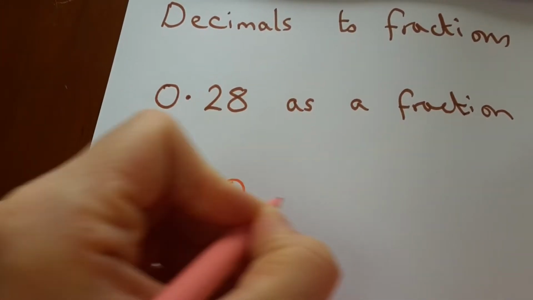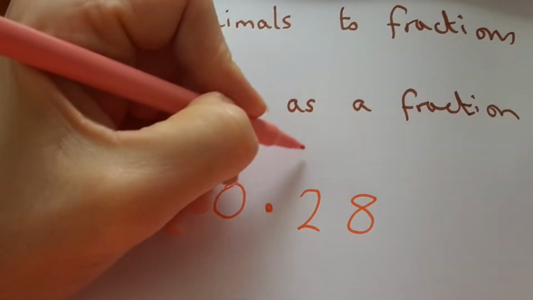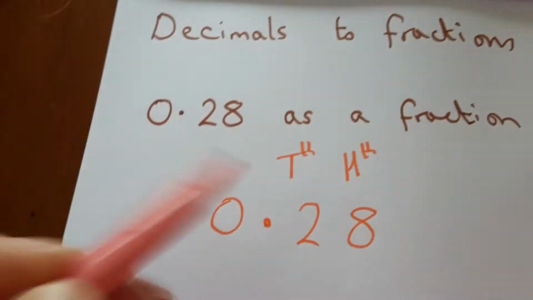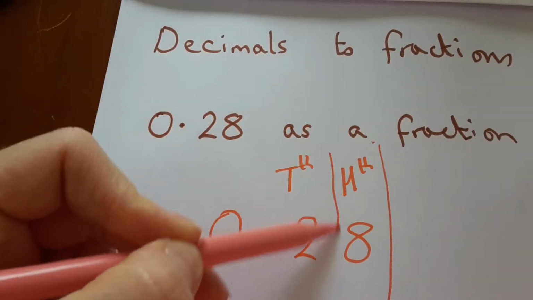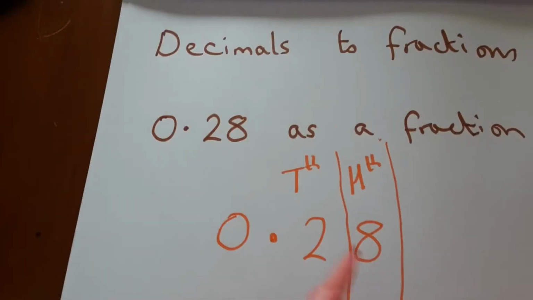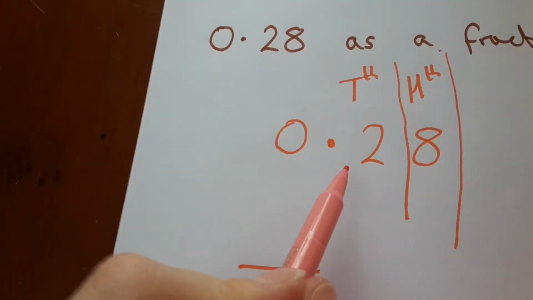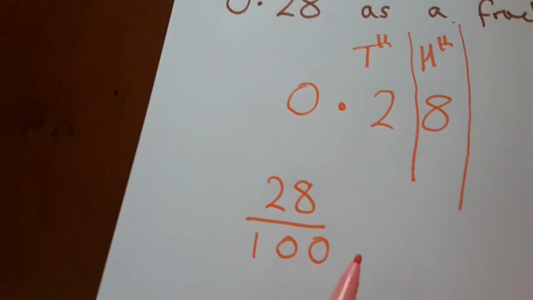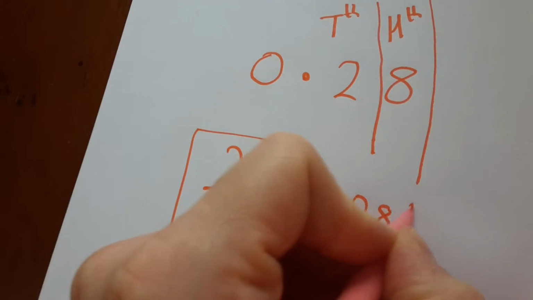the easiest thing to do is just look at what column it finishes in. So this would be tenths, and this would be hundredths. The column where the number finishes will be the number you have to write underneath. So I would end up with hundredths because my final number, the 8, is in the hundredths column, and I need to write 28 on top. Now, because it's over 100, this is really helpful because I know that means I've got 28%.